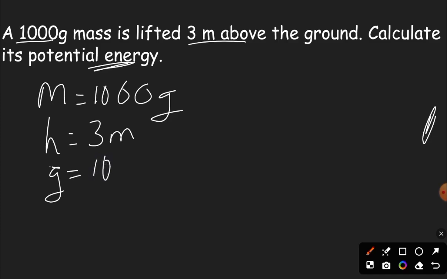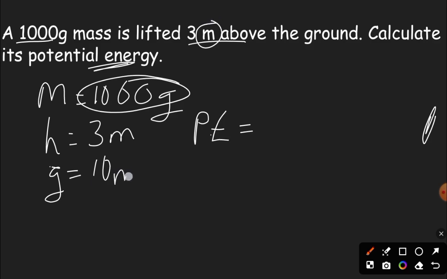So our potential energy equals mass, which is 1,000 grams. Now you are working with standard units here. Height is in meters, and acceleration due to gravity is in meters per second squared. So you have to convert the grams to kilograms. Now these are the basic standard units.